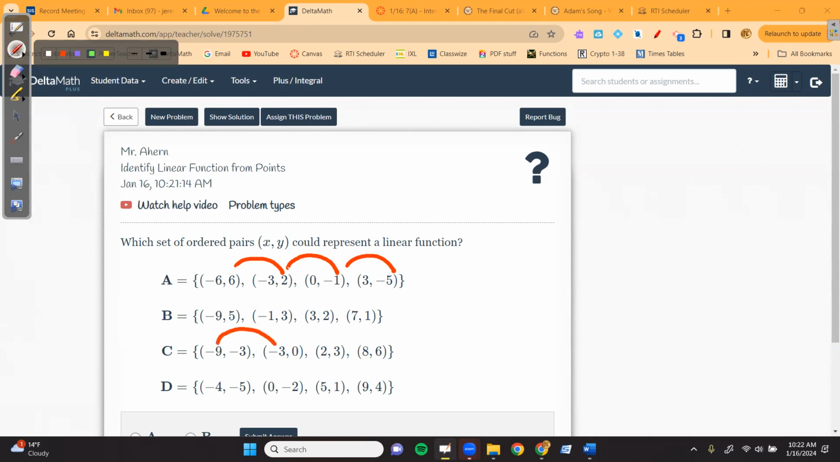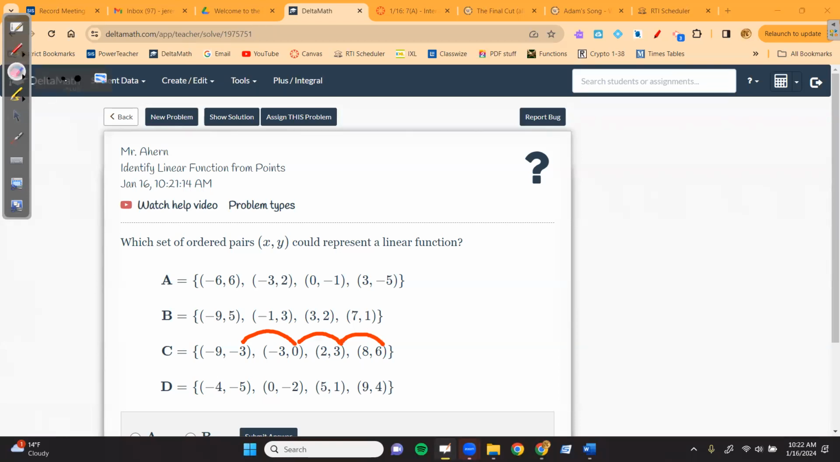I see that it goes, oh, you want to do the Y's first? Let's do it. Let's do the Y's first. So on C, if we do the Y's first, it looks like we go up by 3, up by 3, up by 3. What a consistent pattern. Now look at your X's. First one, up by 6. Next one. So we know it's not C.